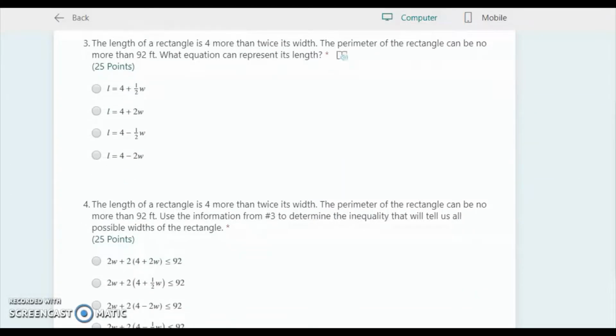So these kind of go together. This one is an extension of number 3. The length of a rectangle is 4 more than twice its width. So let's think about a rectangle, and the perimeter of the rectangle can be no more than 92. So perimeter is 2 times the length plus 2 times the width, or 2 times the width plus 2 times the length.